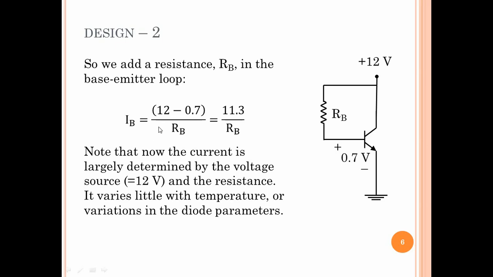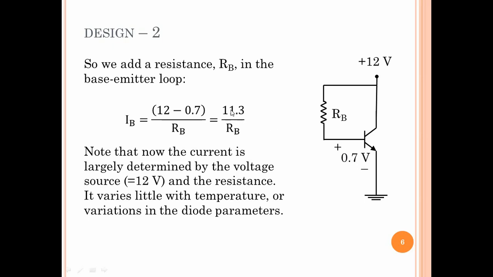And so we'll get IB equal to (12 minus 0.7) divided by RB, 11.3 by RB. So this becomes the base current. Now this is a simple but important expression, because what it is telling us is that the base current really depends on RB. And it will vary if the diode parameters vary. What will vary is this 0.7 volts. That 0.7 may become 0.69, 0.68, 0.72, whatever.